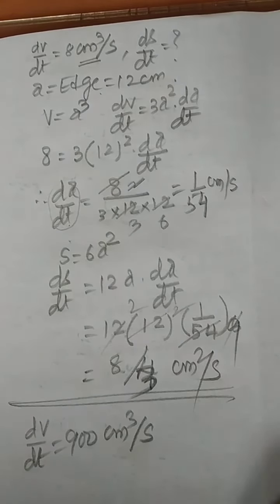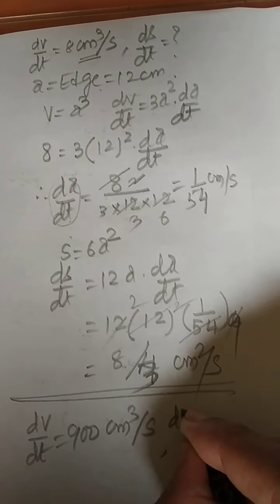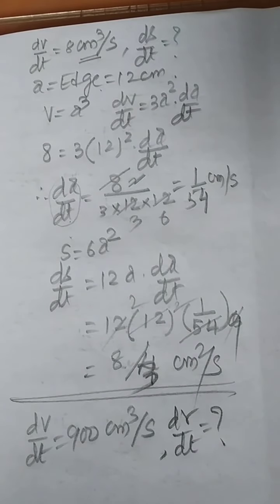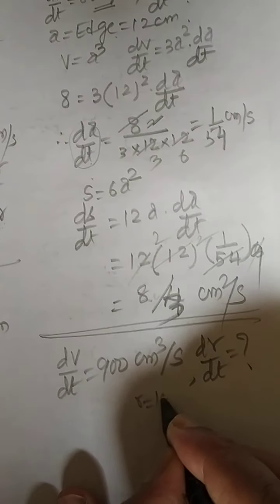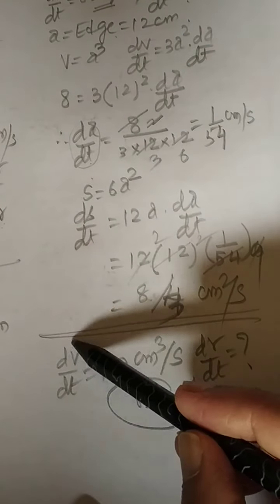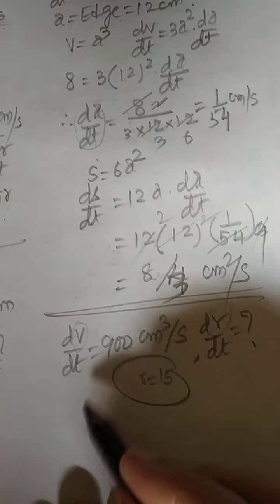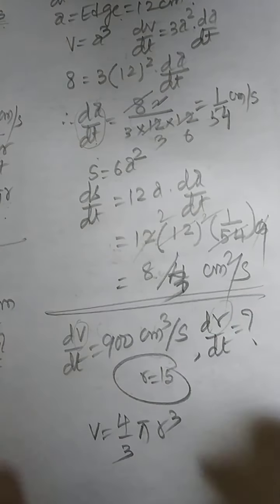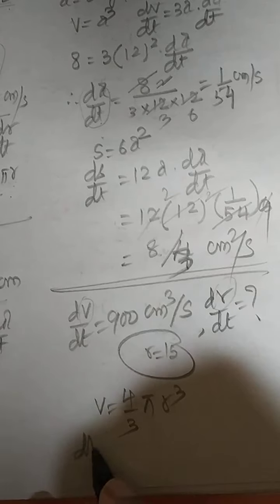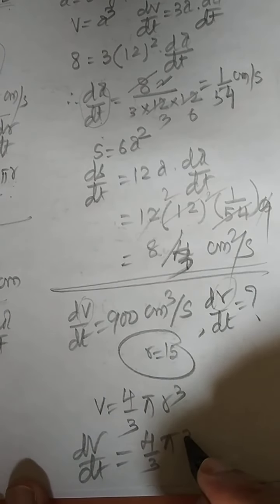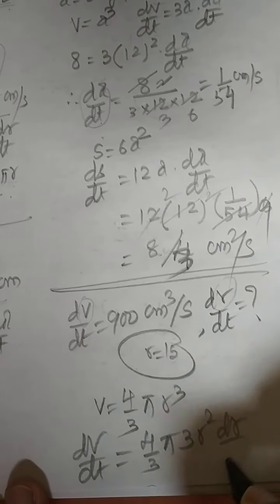Find the rate. Suppose you are pumping a balloon, then obviously the radius of that will increase. So the question is demanding: find the rate at which the radius of the balloon increases when the radius is given as 15. So there should be a volume relationship for the sphere. Volume is nothing but 4 by 3 pi r cube. Now I will find dV by dt. dV by dt is equal to 4 by 3 as it is, pi as it is. It will be 3r square dr by dt.